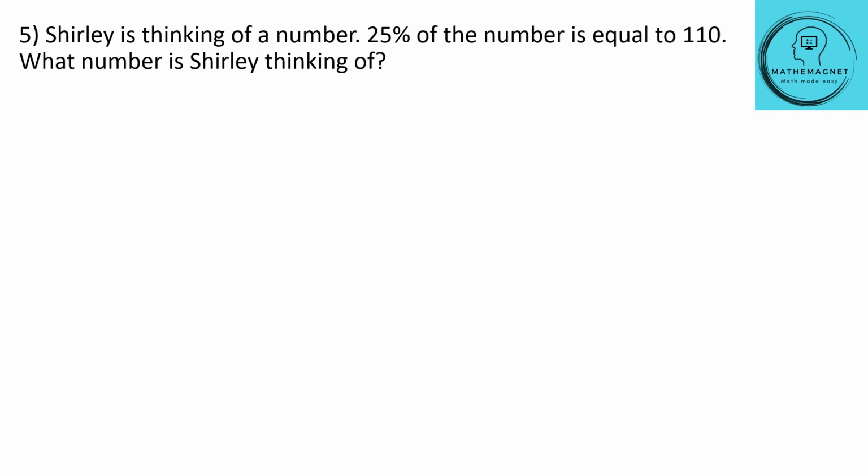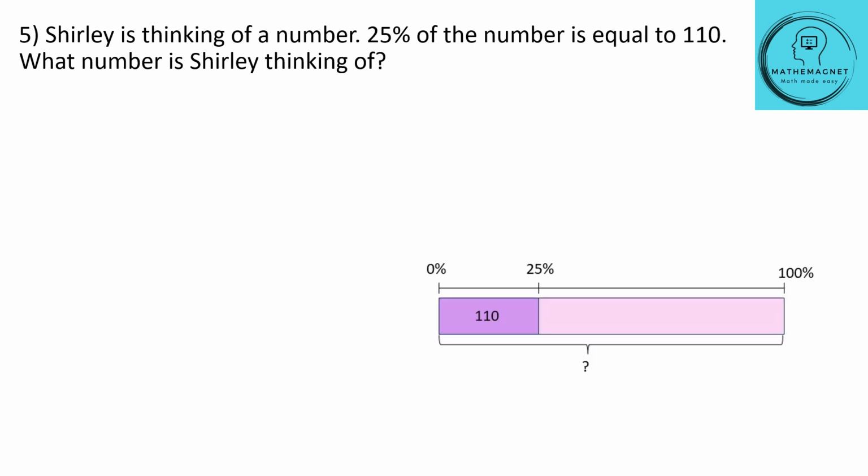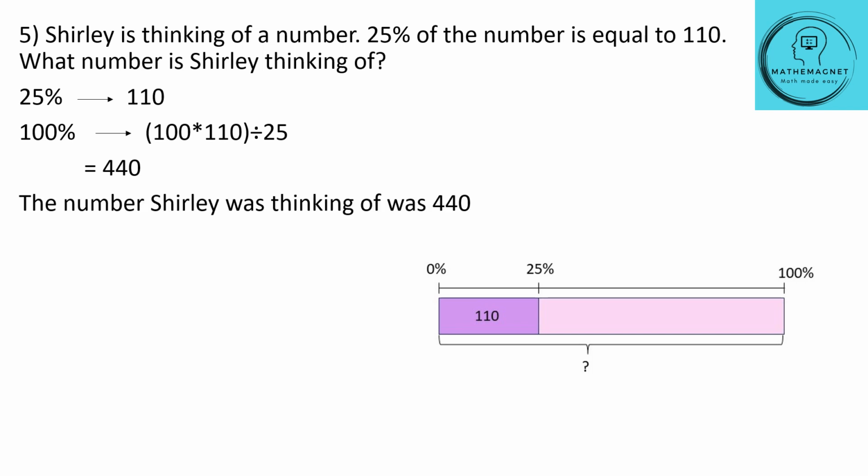Let's begin by drawing the bar model. The bar model shows 25% of the bar is 110. They have asked us to find the entire bar, which is 100%. So this is simple. Let's see how we go about it. 25% is equal to 110. Now 100% will be 100 into 110 divided by 25, which is equal to 440. So the number Shirley was thinking was 440.